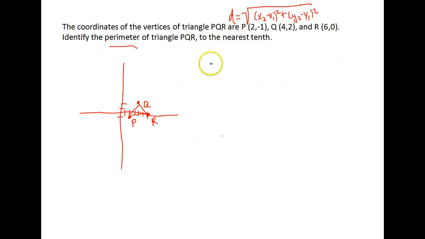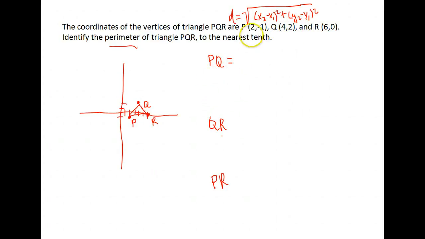To find the perimeter, we're going to have to find the length of each side. So we're going to have to find the length P to Q, the length from Q to R, and the length from P to R. Those are our three sides, PQ, QR, and PR. We're going to use the distance formula. That's how you find the distance between any 2 points.